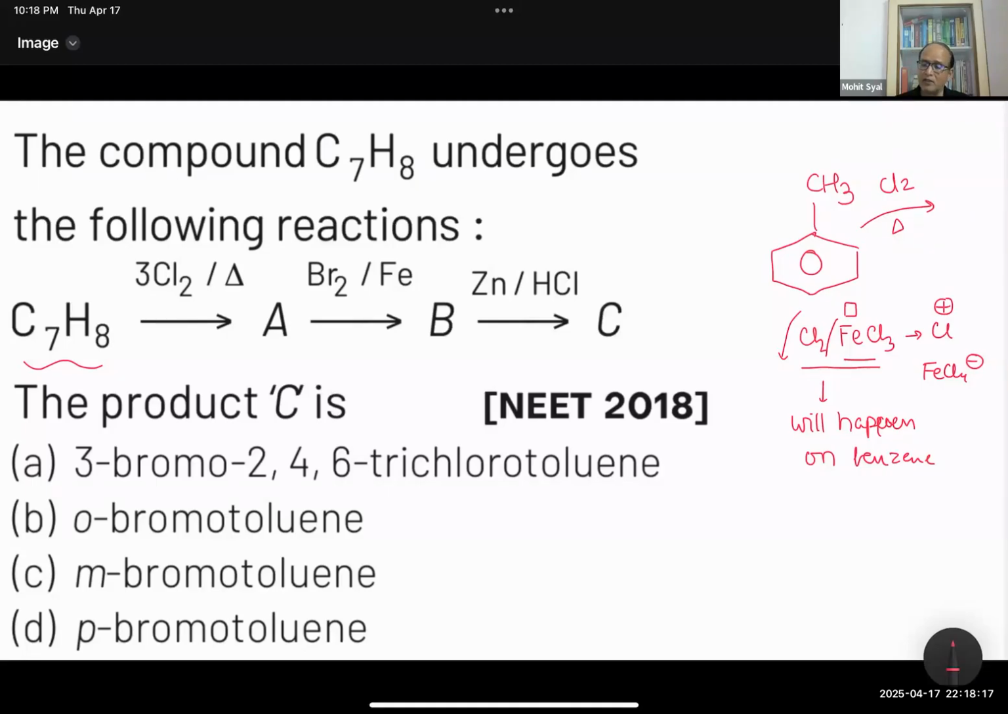But if you take heat or light, the Cl2 will break into Cl radicals. The Cl radical will break the hydrogen, and the carbon radical will break the chlorine, and so on. The reaction will keep on happening and you will end up with this. When you take 3 moles of chlorine, it will happen again and again, so you will have this CCl3. Is it clear?